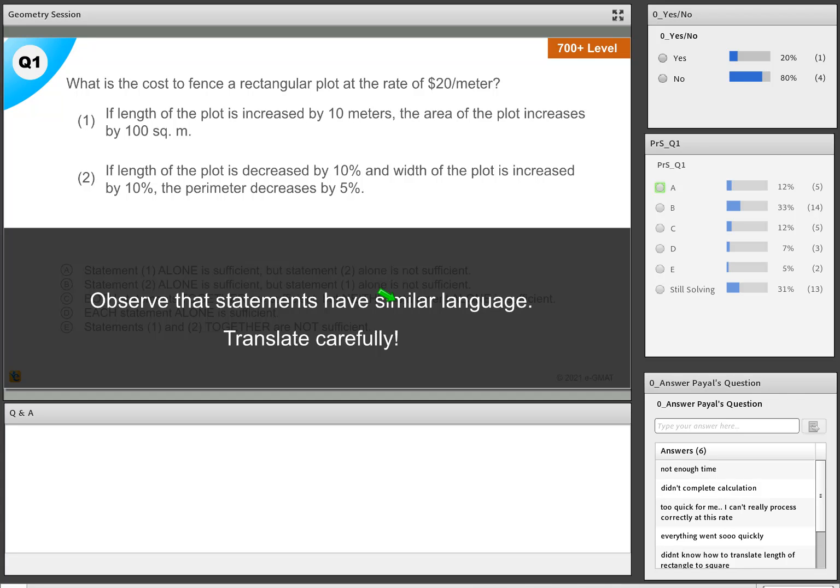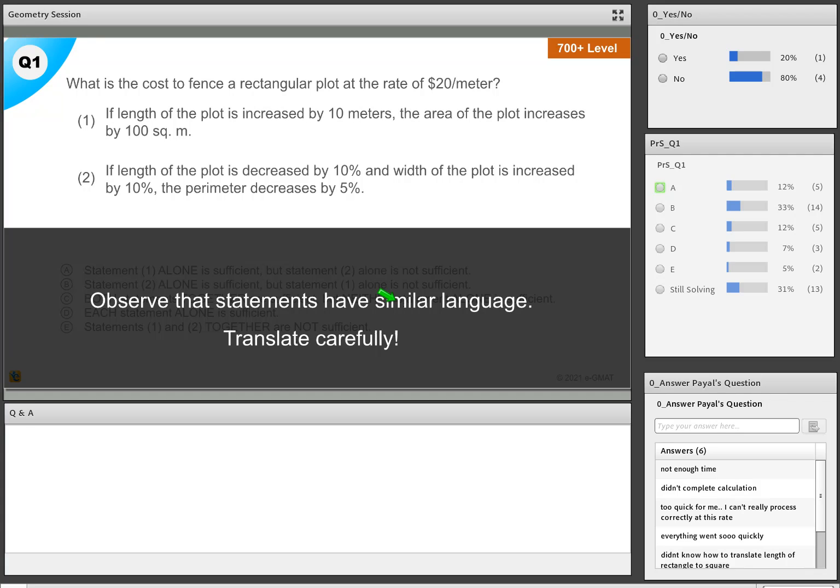Now observe that each of the statements that you see here is very similar. It's essentially giving you a scenario. So again, you need to translate correctly. And this translation has nothing to do with the conceptual understanding of geometry. It's a process skill that you need to build. How do you translate information?